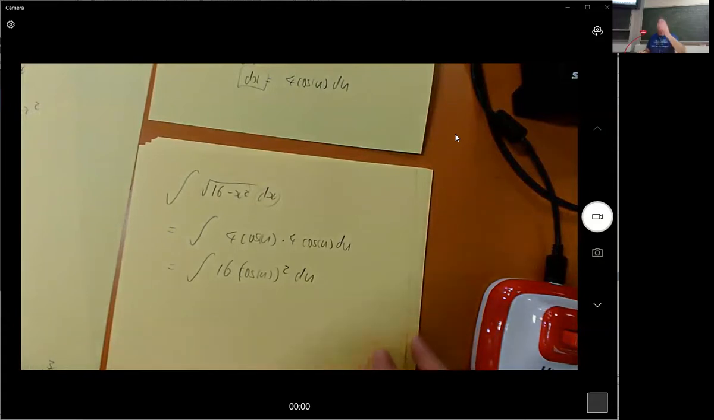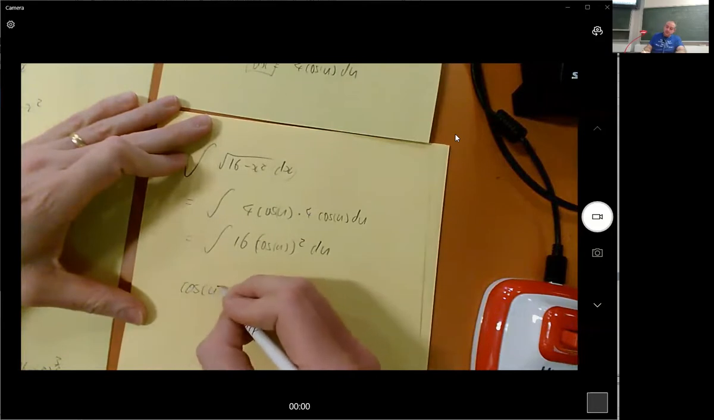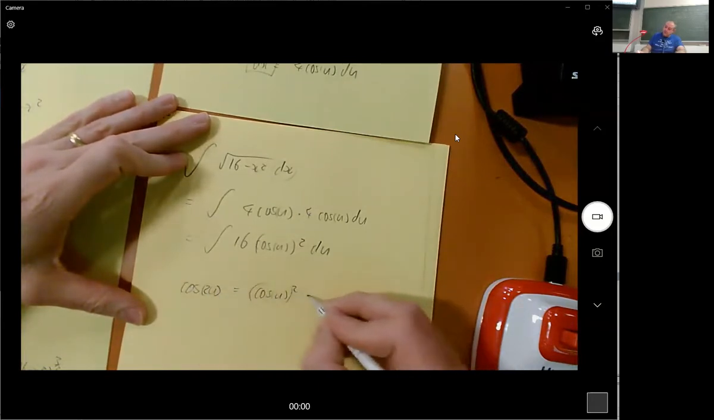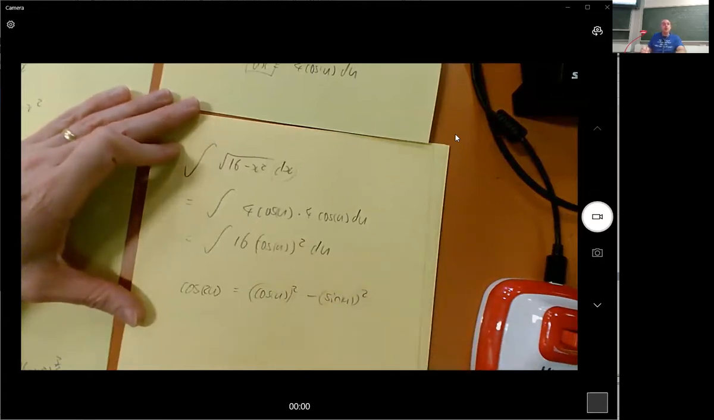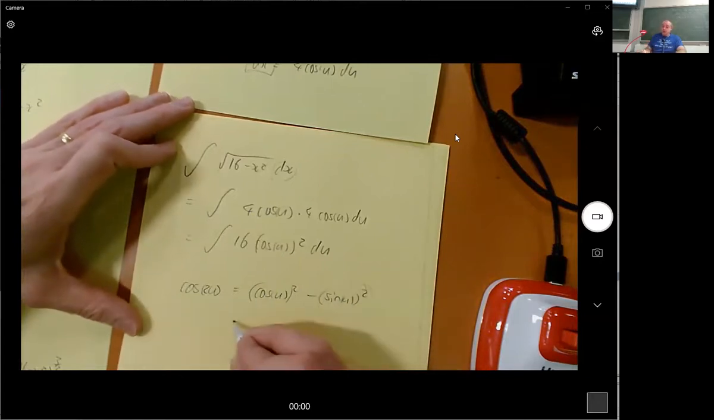The cos double angle formula has a cos squared in it. Cos of 2u is cos u squared minus sine u squared. That's got a cos squared. And if I replace this sine squared with 1 minus cos squared, then I'm going to get 2 of them. Like that. Yay.